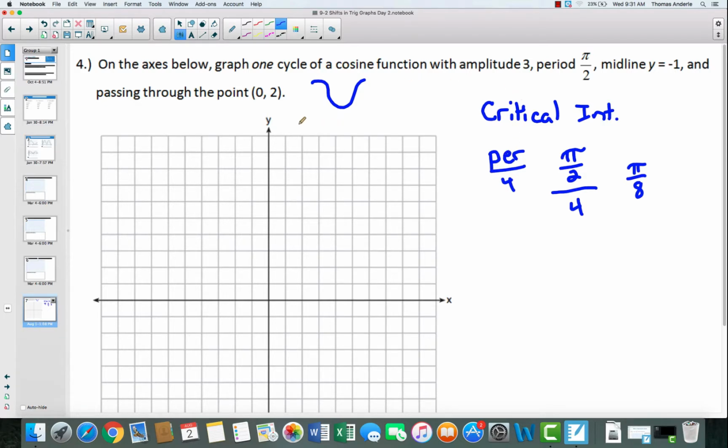Okay. They tell us that this function is passing through the point 0, 2. So I'm going to mark that down. They also tell us our midline. The midline is y equals negative 1. I'm going to draw that in as well.